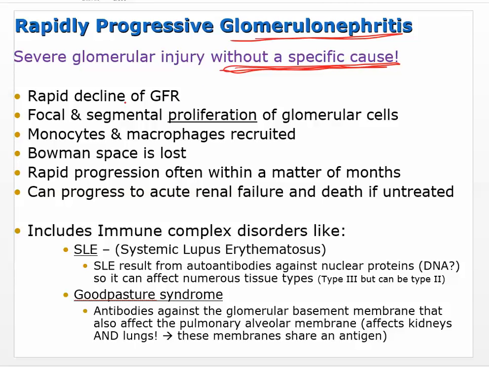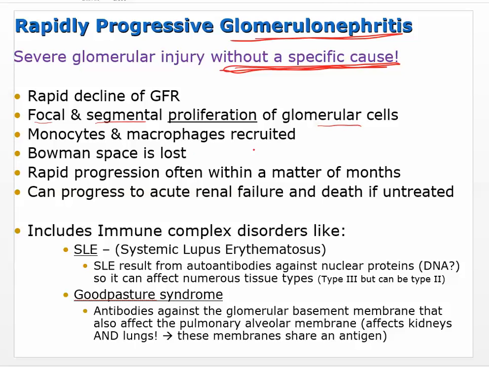So it's nephritic, rapid decline of GFR, focal and segmental. So that's where we went back to where it takes place. Focal and segmental proliferation of glomerular cells. Monocytes and macrophages move in, so those guys move in.